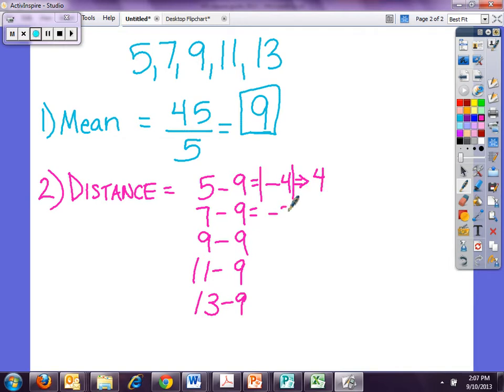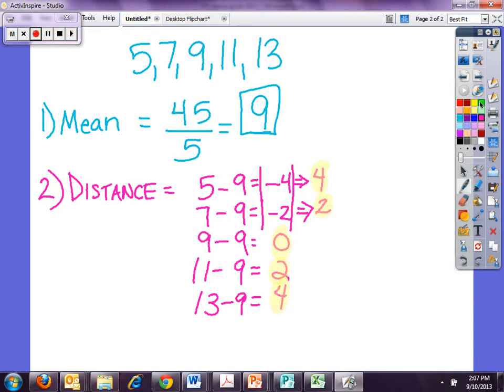Here I get a -2. Once again, I want my absolute value of -2 because it's a distance, so therefore it's 2. 9 minus 9 is 0. 11 minus 9 is 2. 13 minus 9 is 4. Okay, so now these right here are my new data points that I'm going to take the mean of.